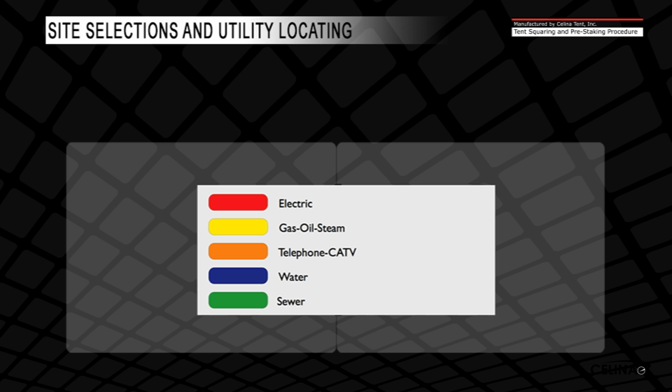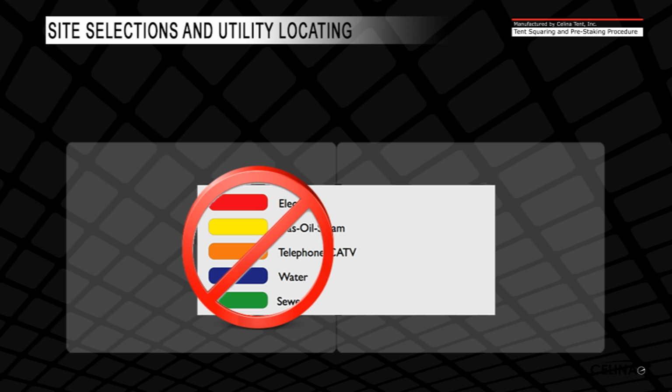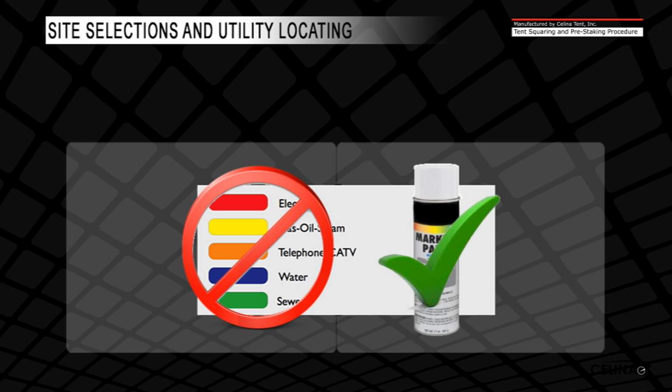This chart shows the industry standard colors for marking utilities. A tent installer should never use these colors for marking. Always use white marking paint for tent squaring and layout. Arrange the tent to avoid all utilities at the installation site.